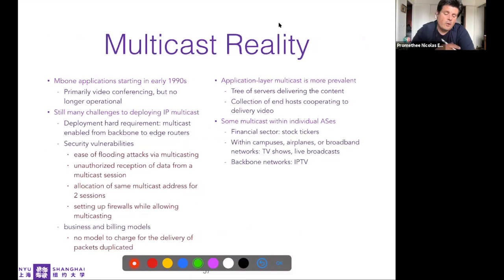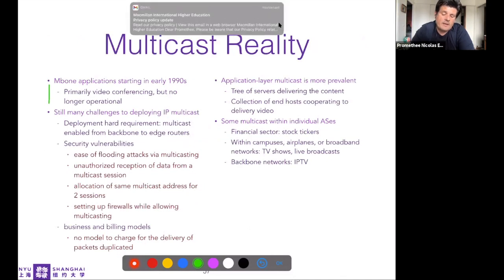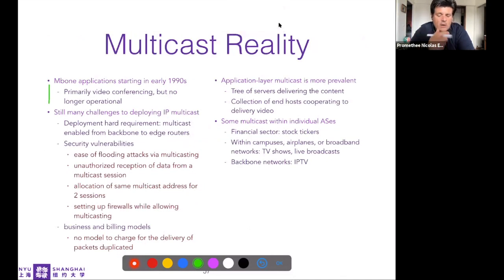So first of all, multicast existed before it was integrated into IPv4 and even IPv6. It was used in what we call the M-bone. The M-bone was a kind of experimental test bed, and it was just created out of tunnels, so you could run experiments. At that time, it was primarily used for video conferencing. So we were in the 90s.